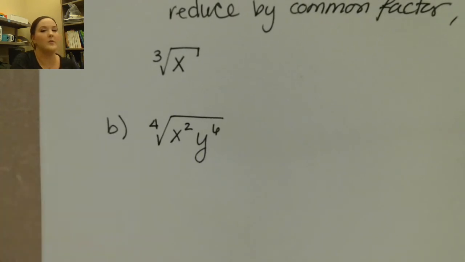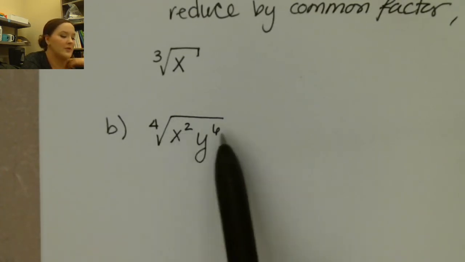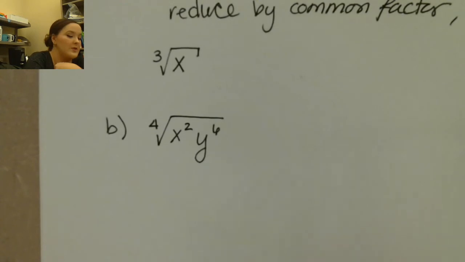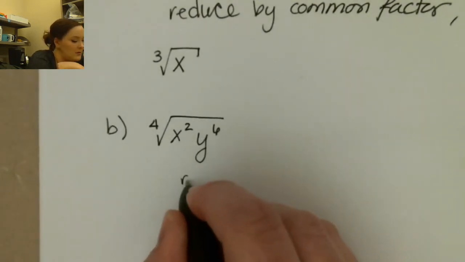Okay, so we're looking for the greatest common factor between the exponents and the index. Okay, so you can see that the greatest common factor for 2, 6, and 4 is 2. So we're going to reduce everything by 2. Okay.